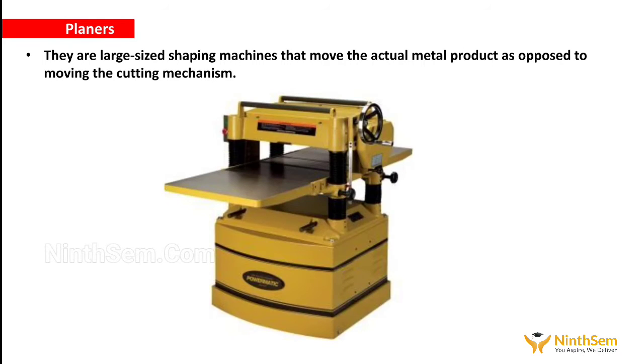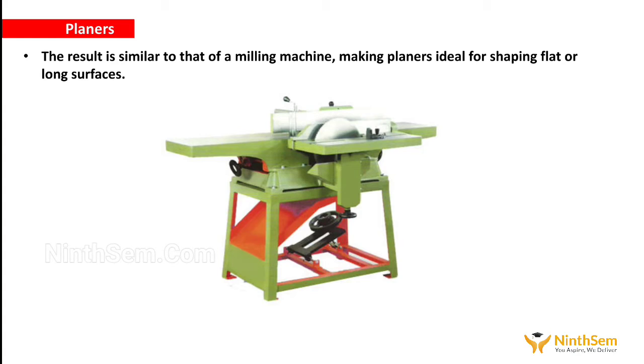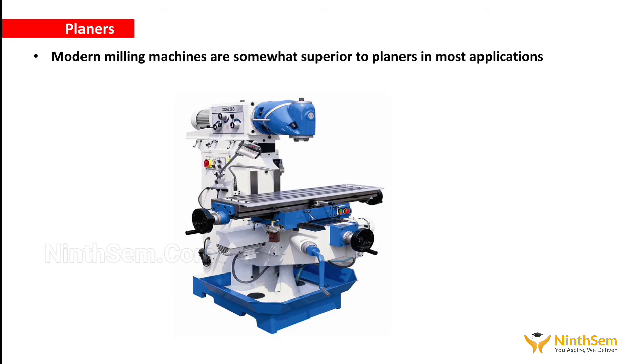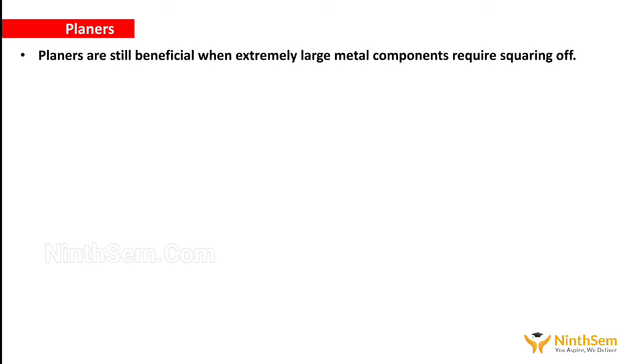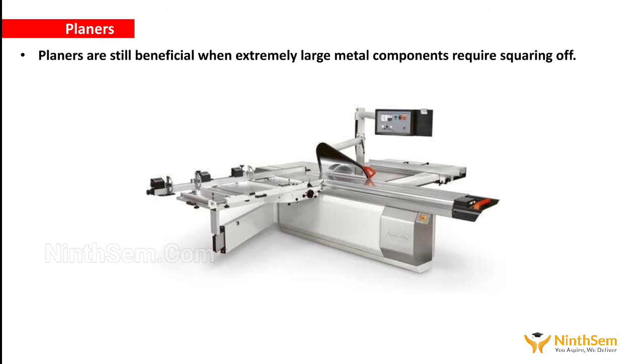So next one is planers. Planers are large sized shaping machines that move the actual metal product as opposed to moving the cutting mechanism. The result is similar to that of a milling machine, making planers ideal for shaping flat or long surfaces. Modern milling machines are somewhat superior to planers in most applications. However, planers are still beneficial when extremely large metal components require squaring off.